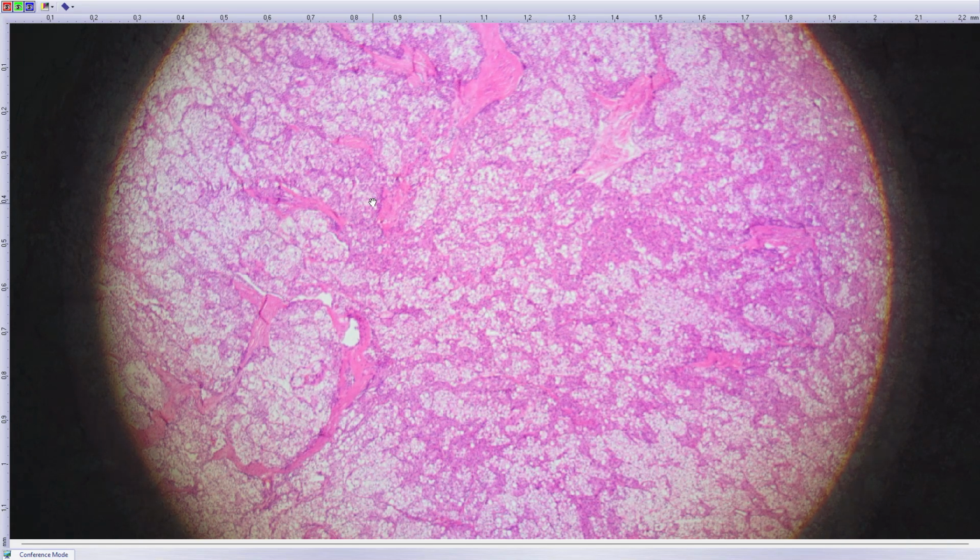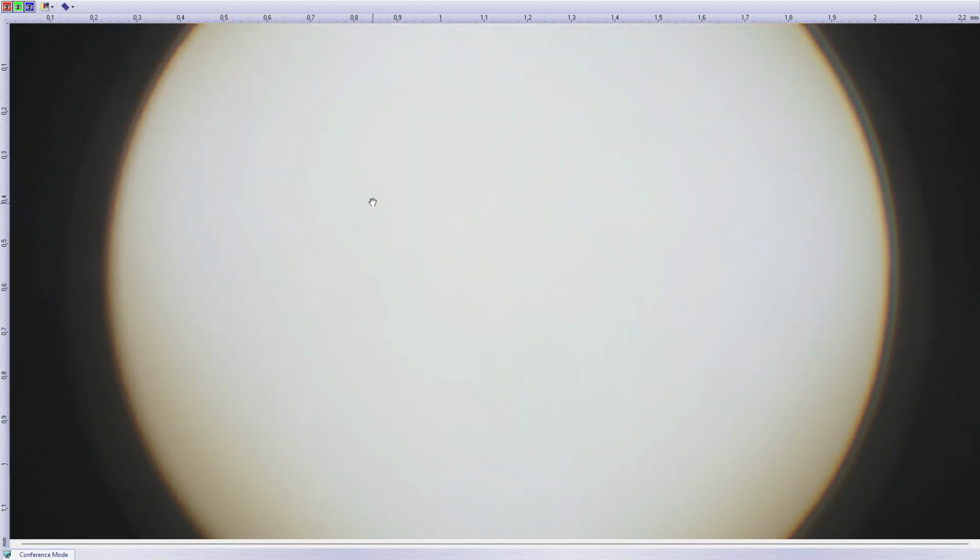And the last case was my own case, a routine biopsy.